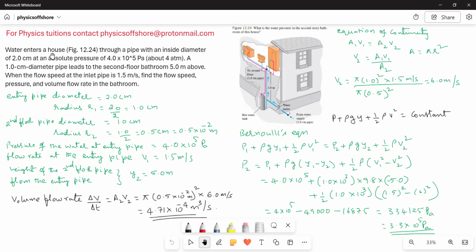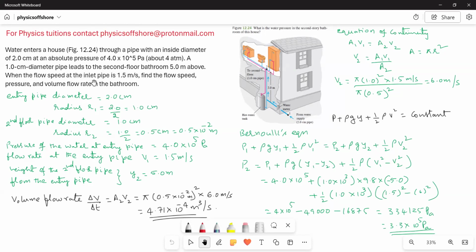Water enters a house through a pipe with an inside diameter of 2 centimeters at an absolute pressure of 4 times 10 to the power of 5 Pascal. That means about 4 atmospheric pressure. A 1 centimeter diameter pipe leads to the second floor bathroom 5 meters above. That means the second floor bathroom is situated at a height of 5 meters from the ground.